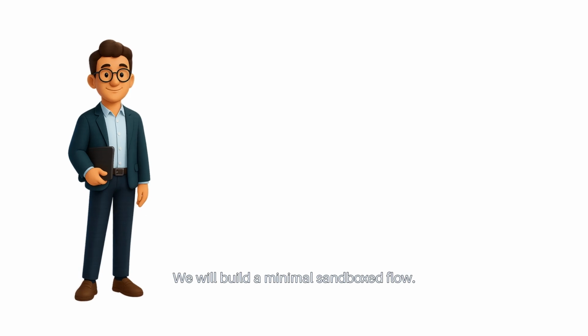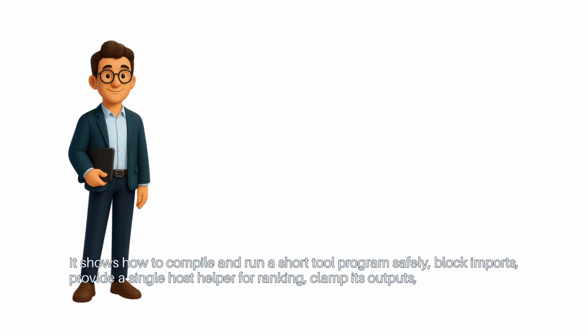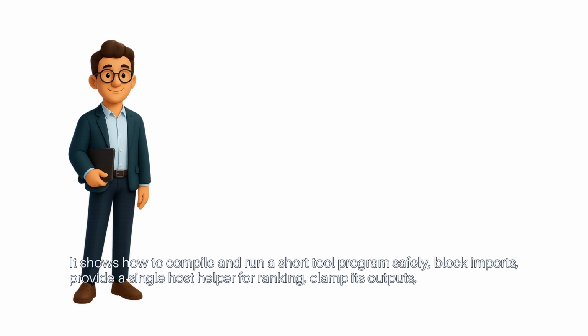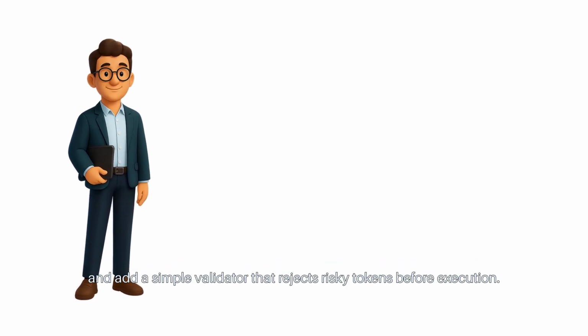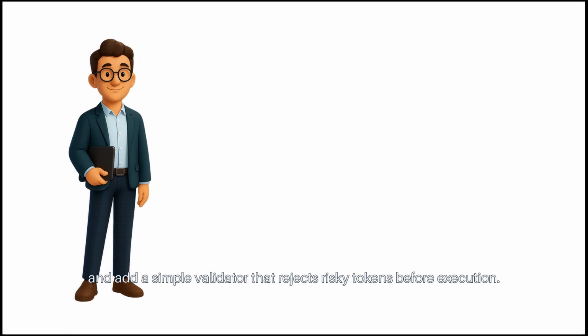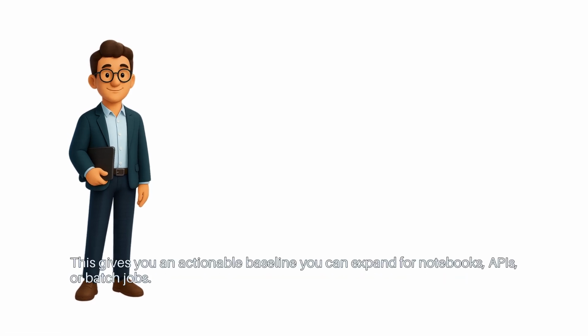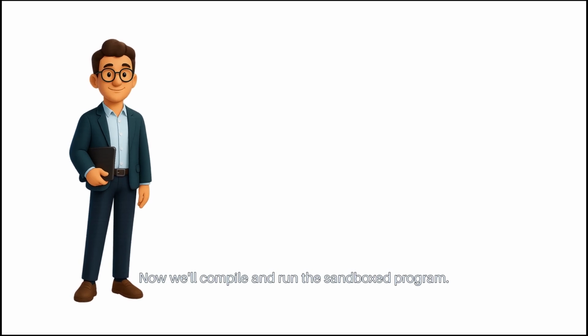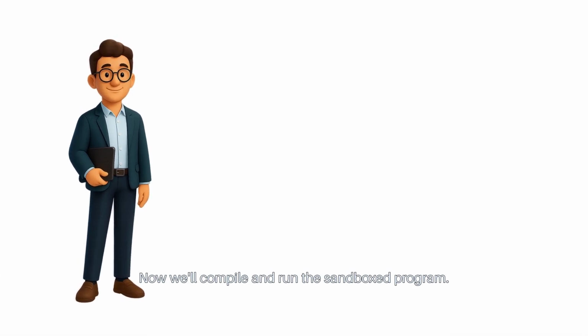We will build a minimal sandboxed flow. It shows how to compile and run a short tool program safely, block imports, provide a single host helper for ranking, clamp its outputs, and add a simple validator that rejects risky tokens before execution. This gives you an actionable baseline you can expand for notebooks, APIs, or batch jobs. Now, we'll compile and run a sandboxed program.